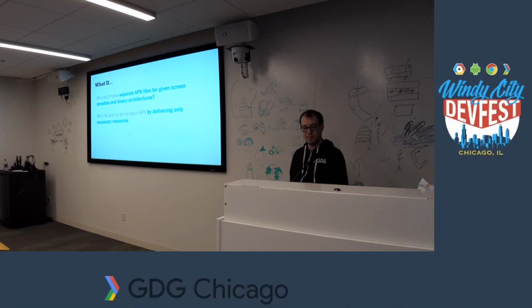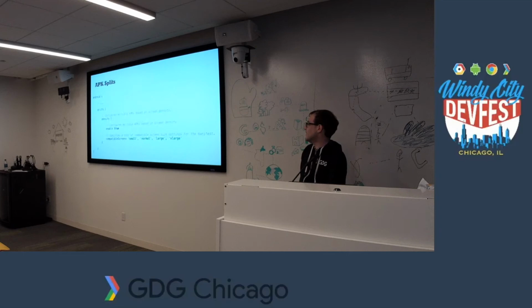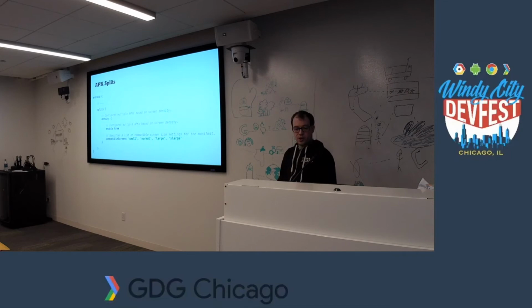So we can go in our build.gradle in our Android block here and declare APK splits. Here we're going to split for screen density. This will configure an output APK for each screen density, LDPI, MDPI, all the way up to triple XHDPI. And you can also set a compatible list of screens for the manifest.